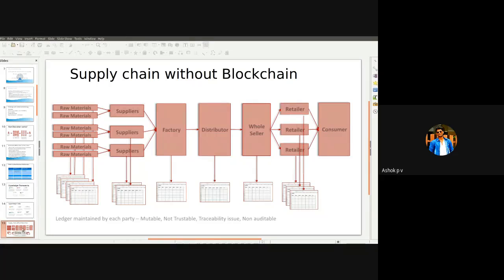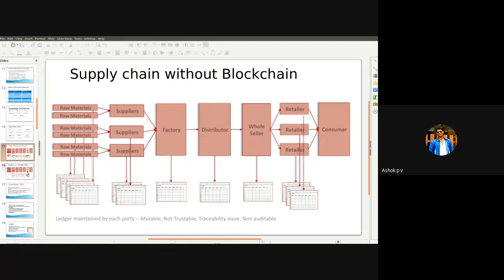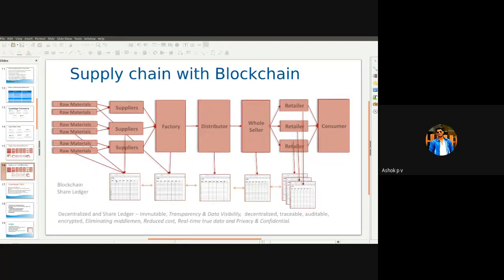Now, this is how it looks when you have a blockchain in the picture. For example, the raw materials come in and go to the suppliers, who have a ledger. That ledger gets updated. The factory knows that the materials got into the hands of the suppliers, and the factory gets ready to process. When the factory gets ready to process, the distributor gets to know based on the ledger.